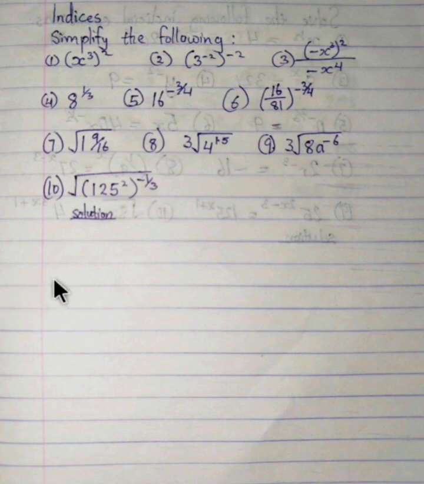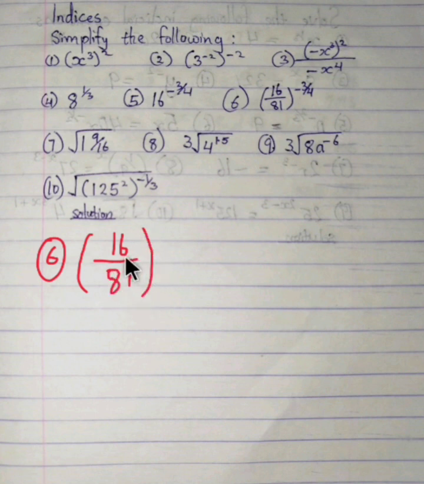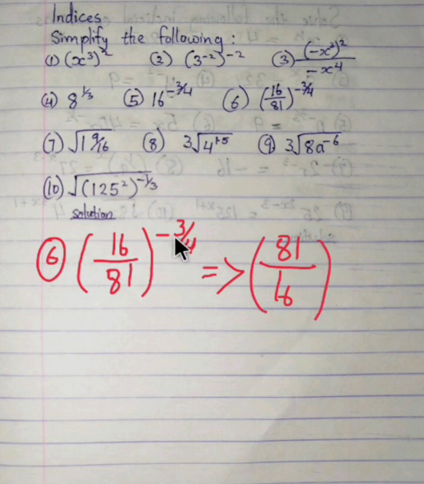Number 6, we have bracket 16 over 81 raised to power minus 3 over 4. So we are going to bring down the numerator and take up the denominator. So we have 81 over 16. So from negative to positive, 3 over 4. So we can write this as 81 raised to power 3 over 4 over 16 raised to power 3 over 4.